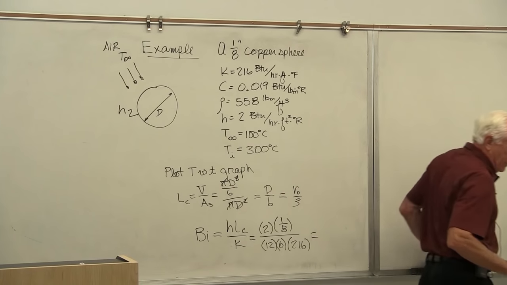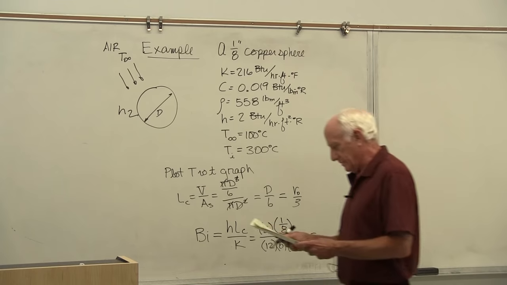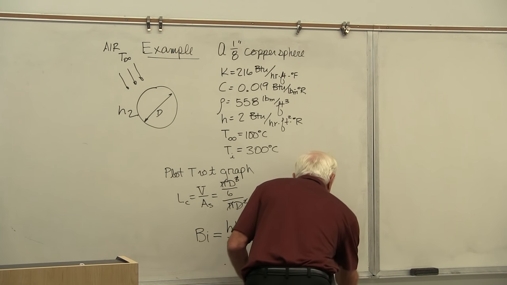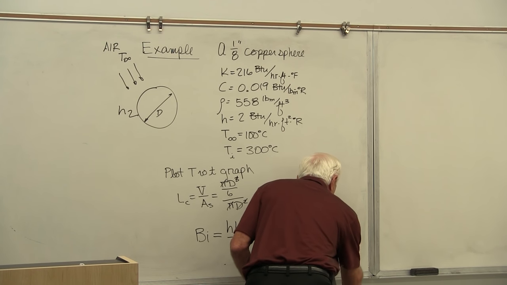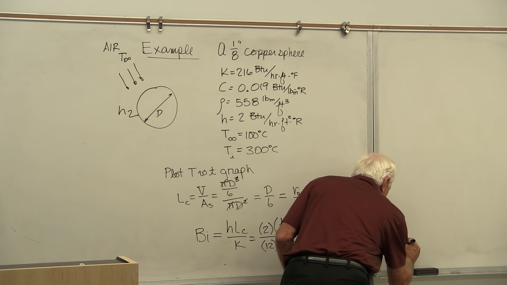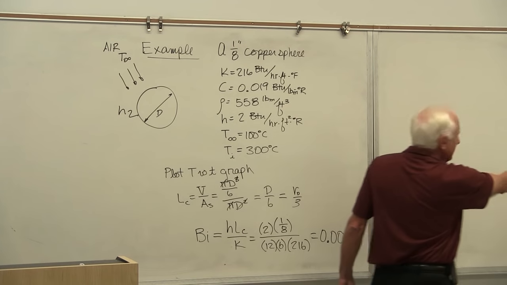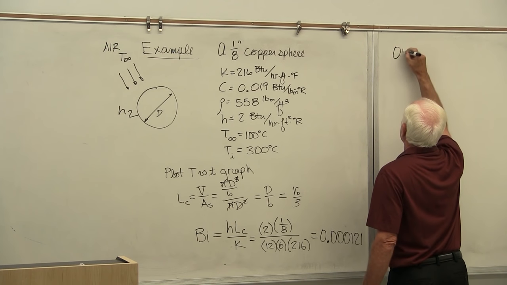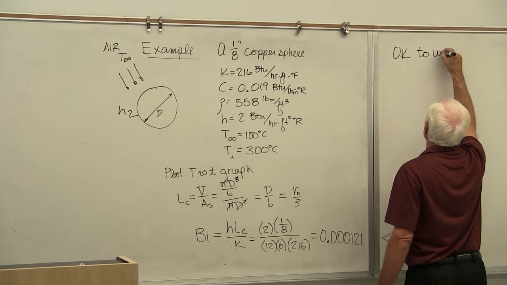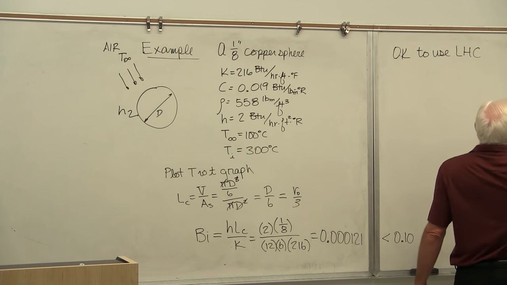So if I do that, I end up with a Biot number of 30121. That's a lot less than 1/10. So it's okay to use lumped capacity. Alright, so here we go. There's the equation.